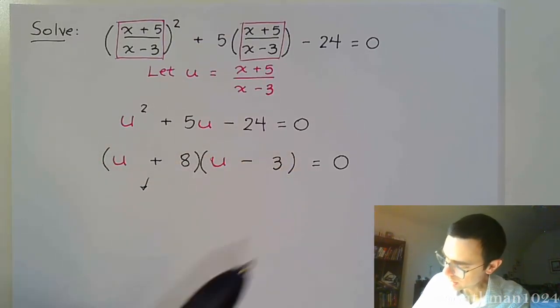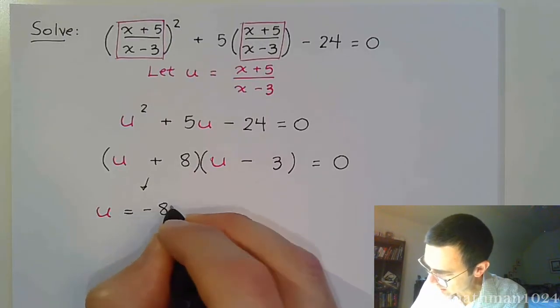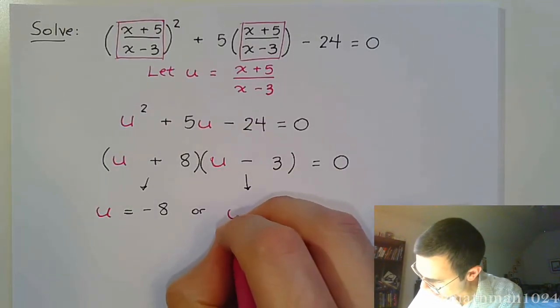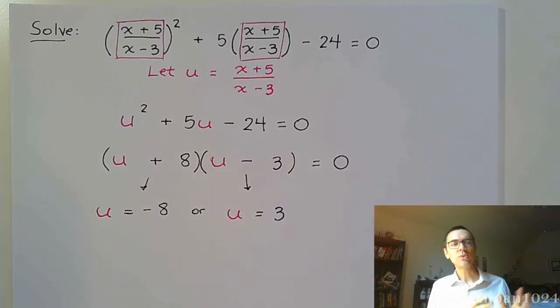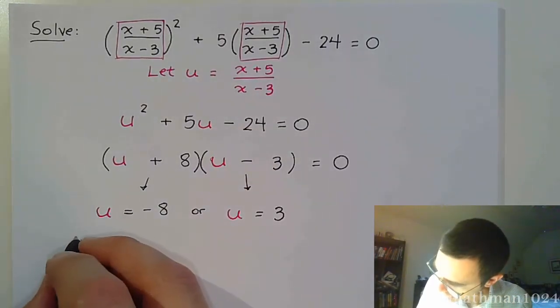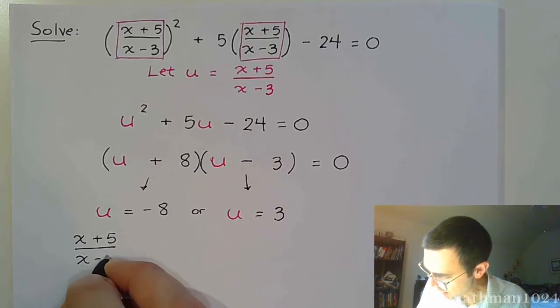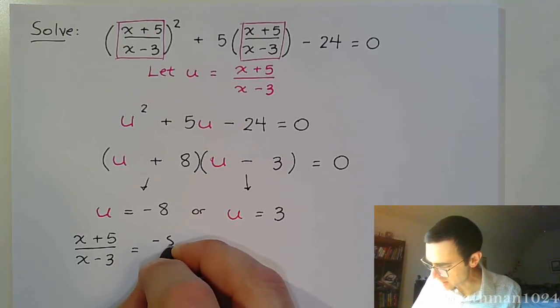Again, use that zero factor theorem. So u is equal to negative 8. Or from this guy, u equals positive 3. Just like with the other problems, once you get u by itself, you now make the switch back to what it was representing. U was representing this big fraction. So let's make that adjustment. So this means now x plus 5 over x minus 3, as we make that transition back from the u to the x. This is equal to negative 8.